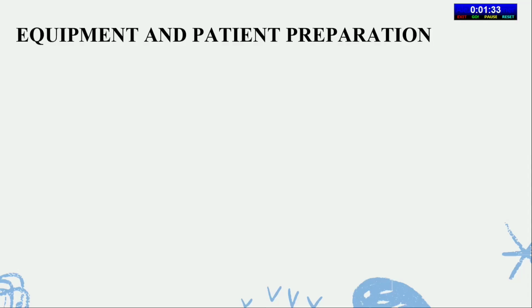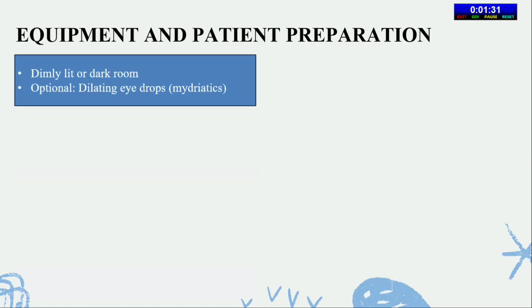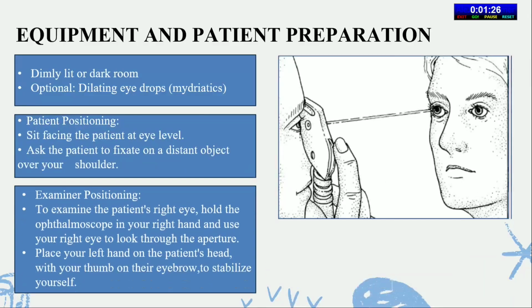Equipment and patient preparation, mainly we need a dark and dimly lit room, a mydriatic eye drop. Patient positioning is very important. Sit facing the patient at eye level. Ask the patient to fixate at a distant object. At an arm's length, we start examining. We follow the red reflex.